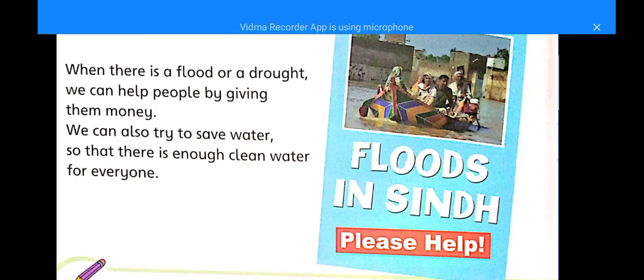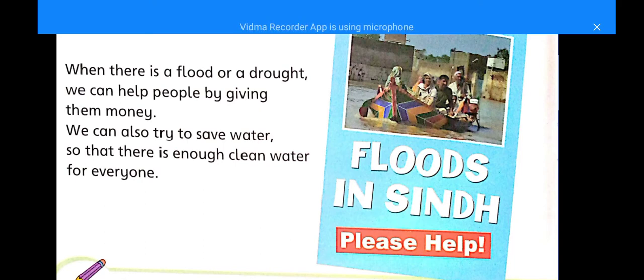And the last paragraph is this, that we can also try to save water so that there is enough clean water for everyone. Again, I have told you in the previous lesson also that this is the most important thing, that we should use water carefully. We shouldn't waste it, and we should use it in a proper way, so everybody would be able to get the clean water, and there will be no shortage of water also.